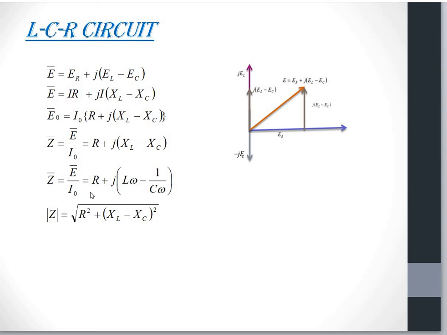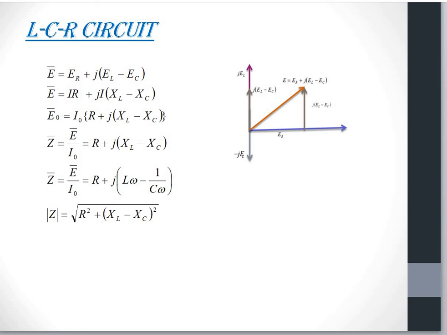About the maximum value, the amplitude: the magnitude of Z is given by square root of R square plus XL minus XC the whole square. XL is L omega, XC is 1 by C omega, already L omega minus 1 by C omega whole square ആണ്. Z is equal to square root of R square plus L omega minus 1 by C omega the whole square. This is the expression for the complex impedance of an LCR circuit, or the vector impedance of an LCR circuit.